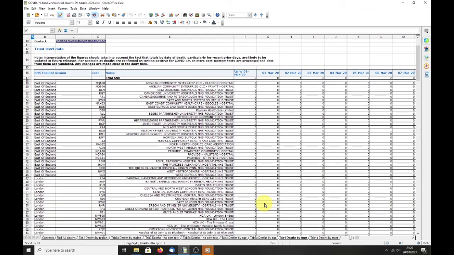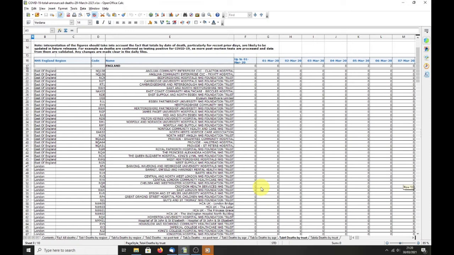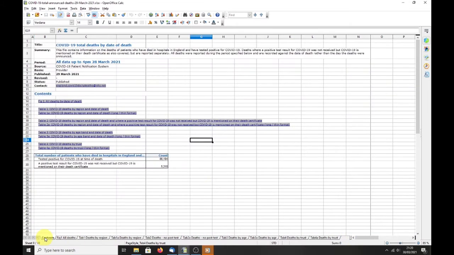A lot of people, including myself, were doing freedom of information requests to actually get this data at various points. So it looks like they've actually put it up on the internet now, and we can have a look at this trust data here. It's quite a big document, and it's a lot of data on there because it's collected every day from the 1st of March, but it's worth downloading and having a look at.